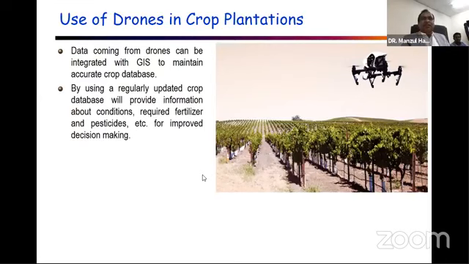Syed. So the use of drones in plantations is coming in a big way, because data coming from drones can be integrated with GIS to maintain an accurate crop database. As I said, a tea garden has 500 hectares, and some of the largest tea gardens in Assam are around 800 hectares. So location-specific information on plantation crops is very, very easy to get using a drone. This database could include information about the locations where fertilizers are needed in the soil, or areas where some bushes are not doing well, not very healthy, or under water stress. This can be done while flying, because you get the coordinates.